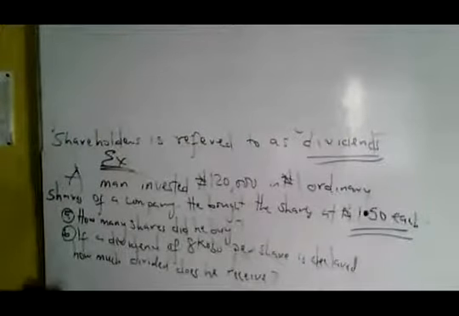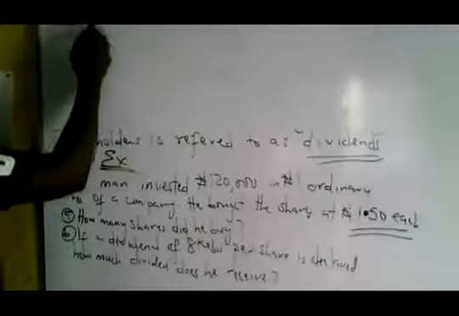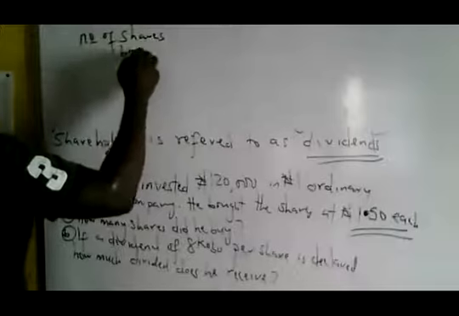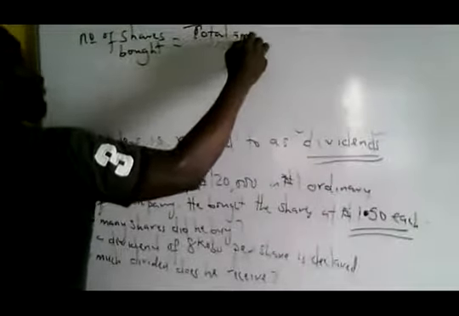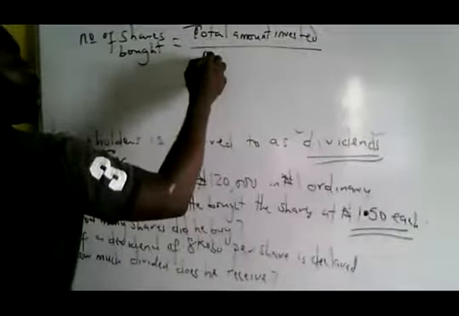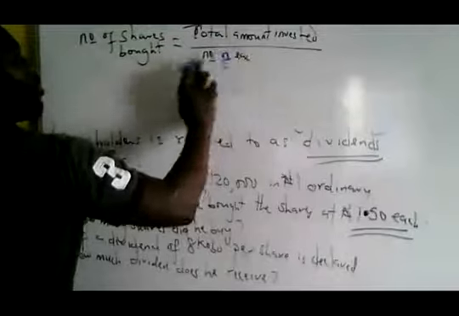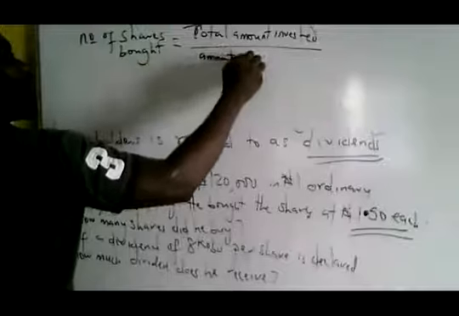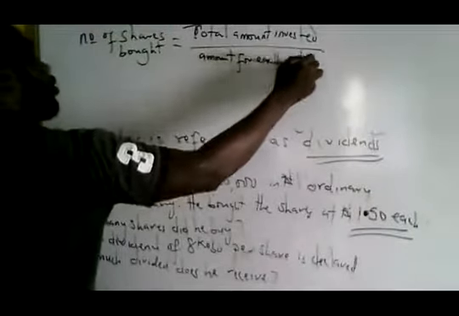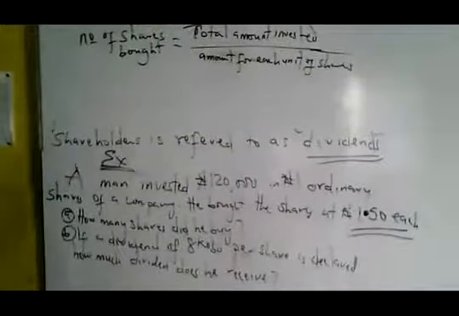Very simple. The total amount he invested. So number of shares bought, of course, that would be the total amount invested divided by the amount for each unit of shares. That is it. The total amount he invested over the amount for each unit of shares.